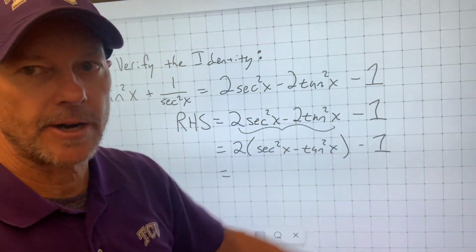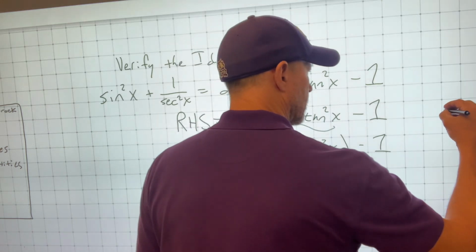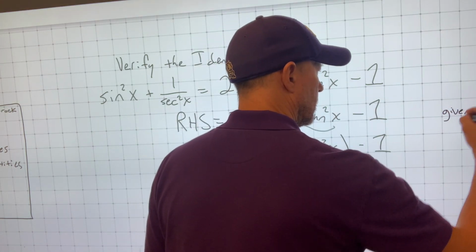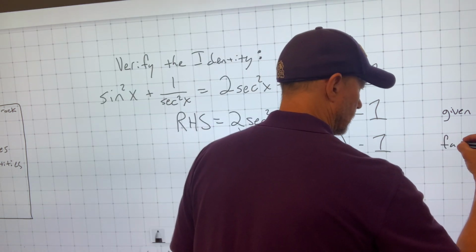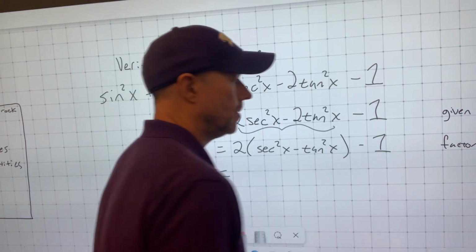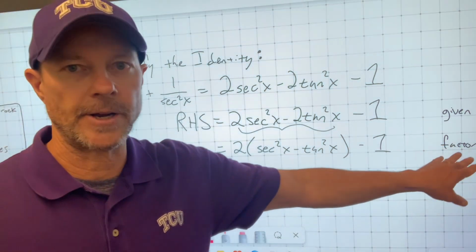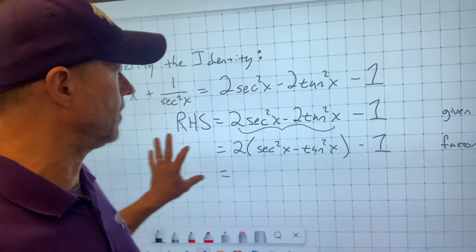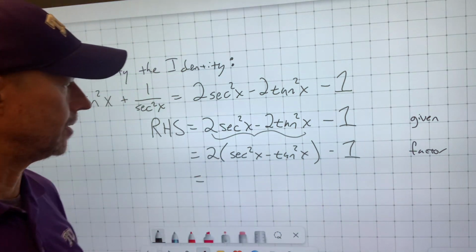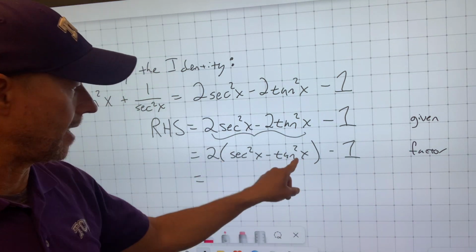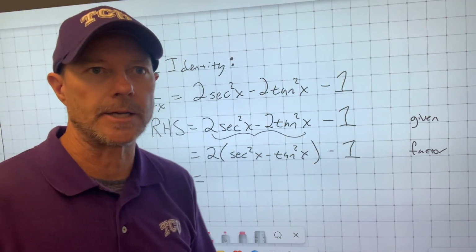You have to justify each step. So the first step, this is given to us. But here, all I did was factor. So just put a phrase or word over here to explain what you've done, okay? So I factored out a 2. But now I'm thinking Pythagorean because I see sec squared together with tan squared.